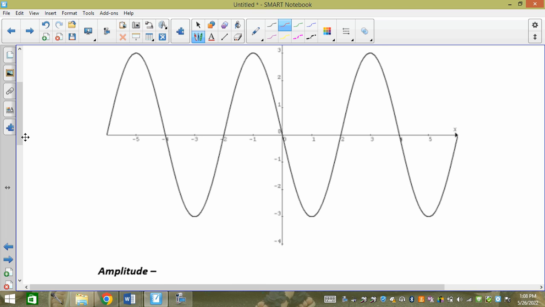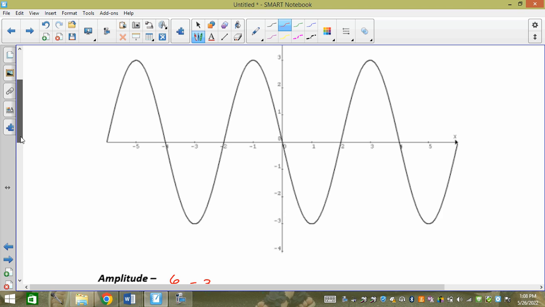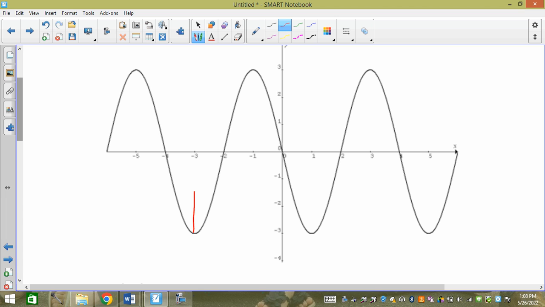Here's another one. So this one has a distance of 3 to 3, which is 6 divided by 2, which is 3. Then let's check it. 1, 2, 3. 1, 2, 3.